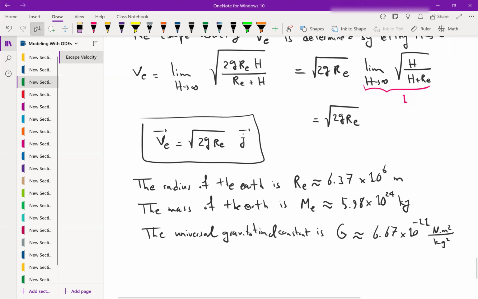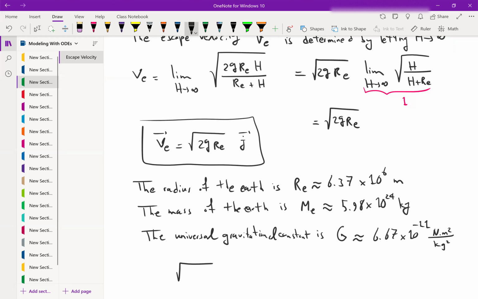Now, if you use these values, this square root of 2GRE is approximately 11.2 kilometers per second. So if you shoot your projectile, your body, with this particular velocity, it will not fall back, under the simplifying assumption that we had here. It will not fall back onto the surface of the Earth. Very good. I think we answered all parts of this question.